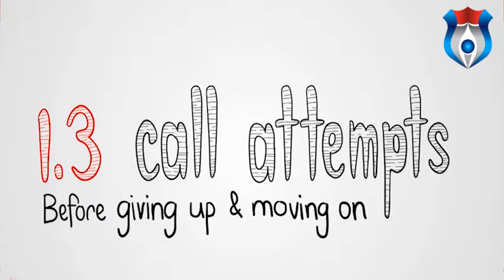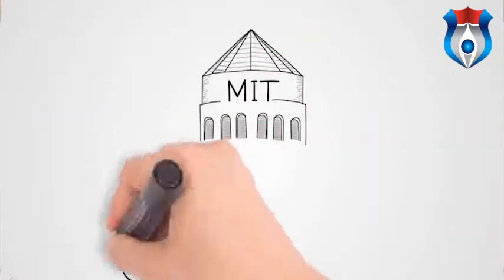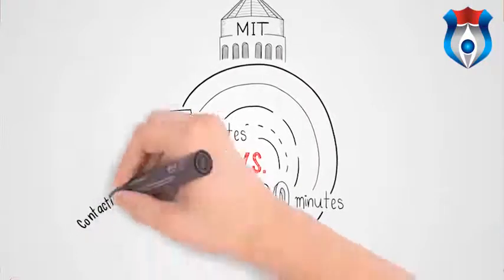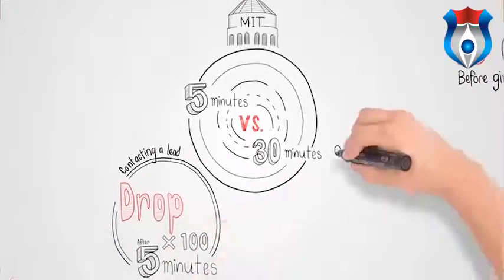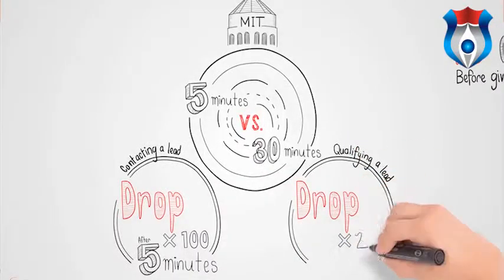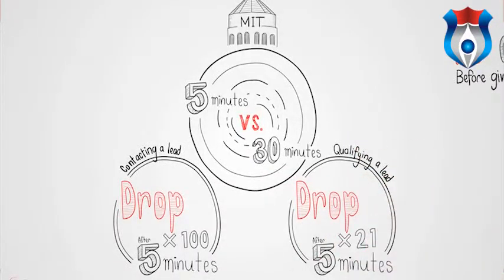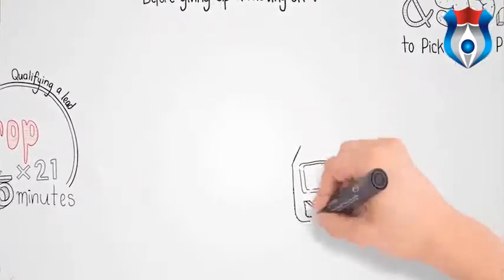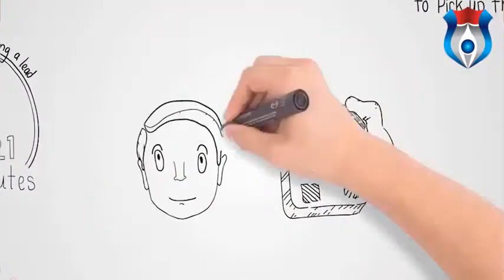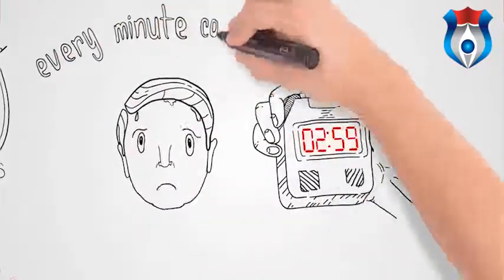Even more significantly, a 2007 MIT study found that the odds of contacting a lead if called in 5 minutes versus 30 minutes drop 100 times, and the odds of qualifying that lead if called in 5 minutes versus 30 minutes drop 21 times. So these aren't great odds for businesses that don't understand the critical nature of leads management, or what we call speed to leads. Every minute counts.